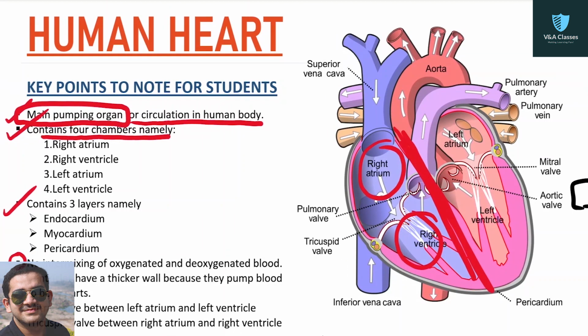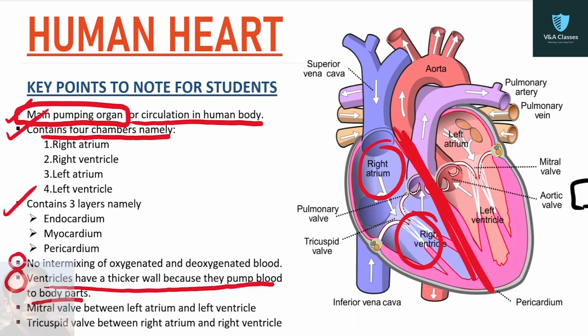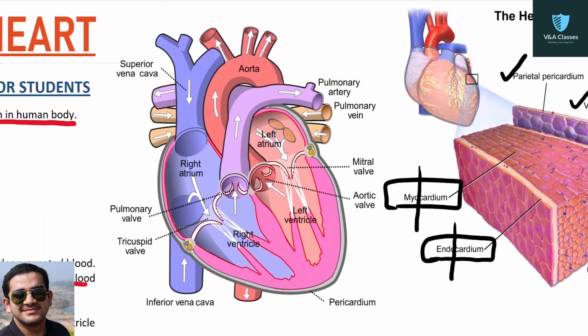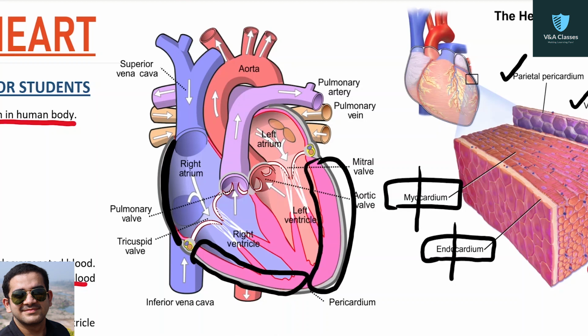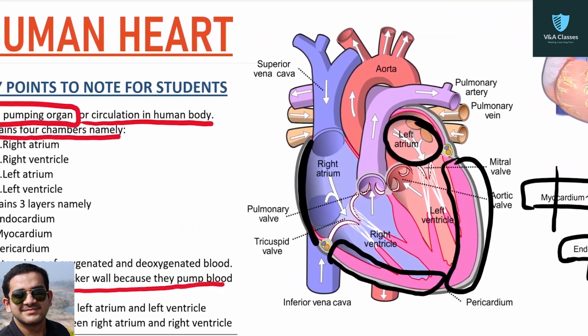Now let's come to the next point. Ventricles have a thicker wall because they pump blood to the body parts. If you closely look at the walls, this is the wall of the atrium, a thinner wall, whereas this is the wall of the ventricle, a thicker wall. The ventricles pump the blood to all the body parts, whereas the atrium is just pumping the blood to the ventricle. So the atria have to do less work and have thin walls, whereas the ventricles do a large amount of work, so they have a thick wall.